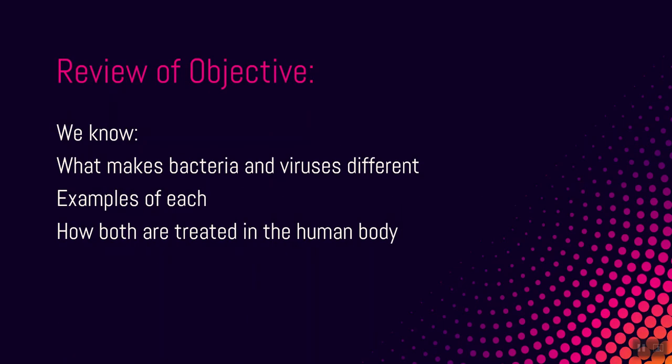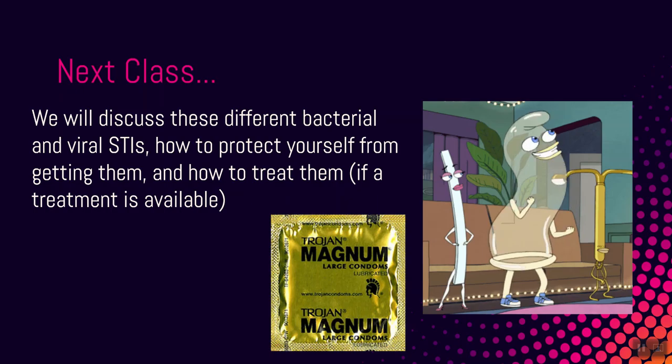So when we bring this back, we know now what makes bacteria and viruses different. We have examples of each and how we treat both. But next class, we are going to go more in depth on the different bacterial and viral sexually transmitted infections and how to protect yourself from getting them and how to treat them if a treatment is available based on what we now know about bacteria and viruses.